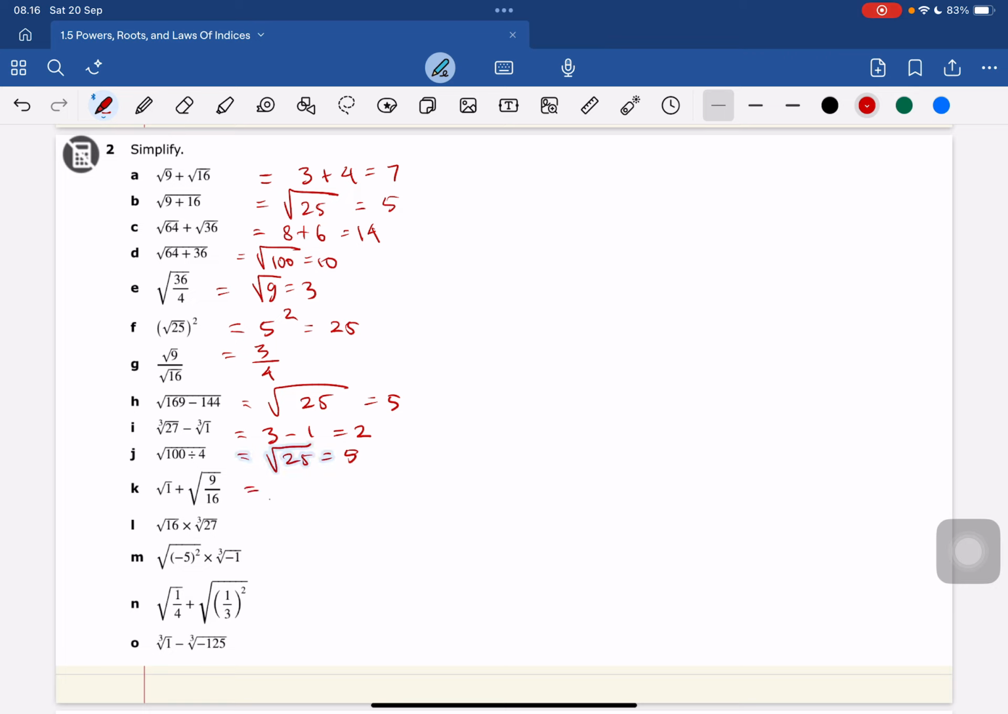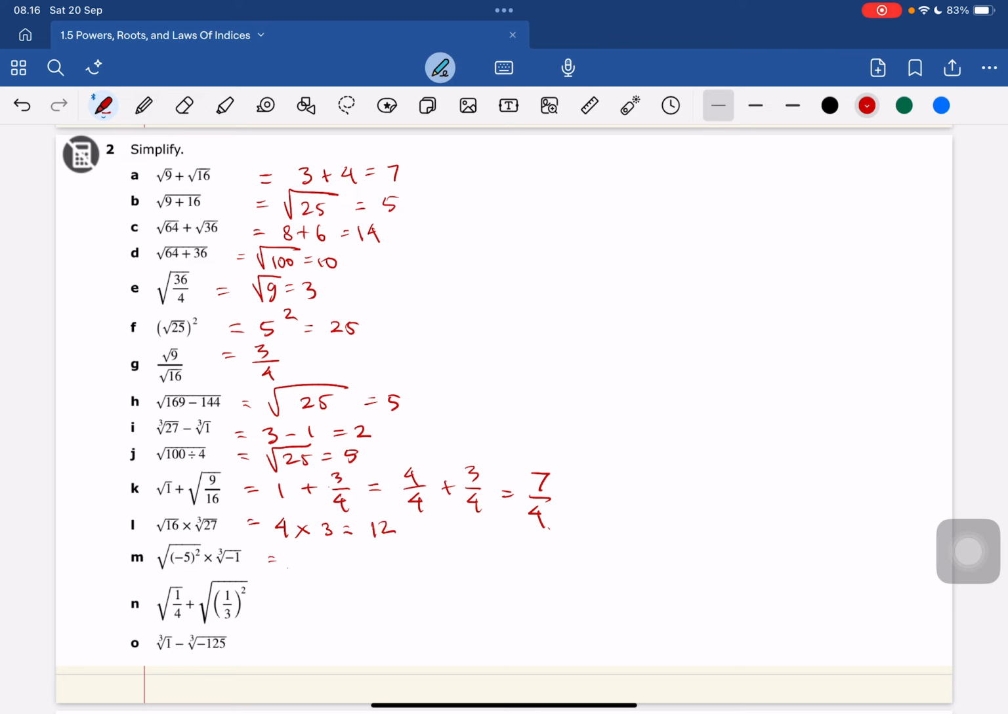Next, square root of 1 is 1 plus, okay, we should finish it. This is gonna be 3 over 4. Okay, let's add. It's gonna be 4 over 4 plus 3 over 4, which is 7 over 4. Okay, next, square root of 16 is gonna be 4 times cube root of 27. What number if we multiply 3 times is gonna be 27? It is 3. So this answer gonna be 12.